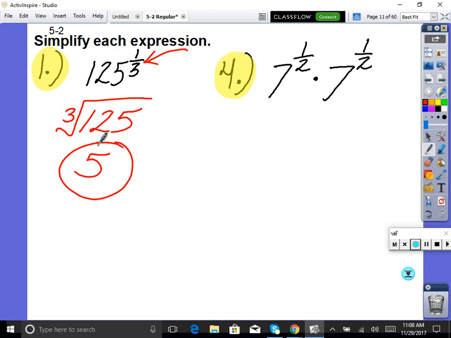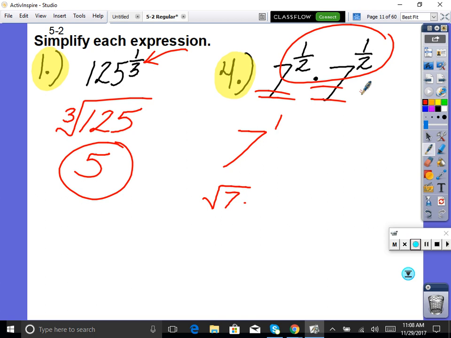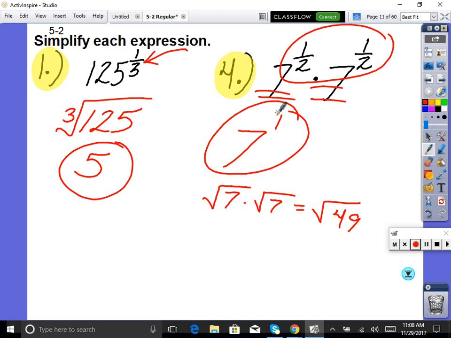There's 2 ways to do this one. First of all, when you multiply the same base, you add your exponents. That's one way to do it. 1/2 plus 1/2 is 1. So isn't this 7 to the 1? Or way number 2, you could look at this as the square root of 7 times the square root of 7, which is the square root of 49, which is 7. Just depends on how you want to look at it.